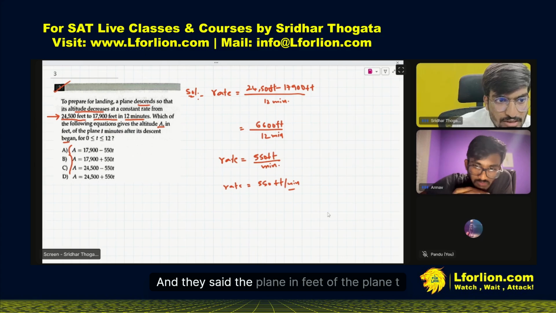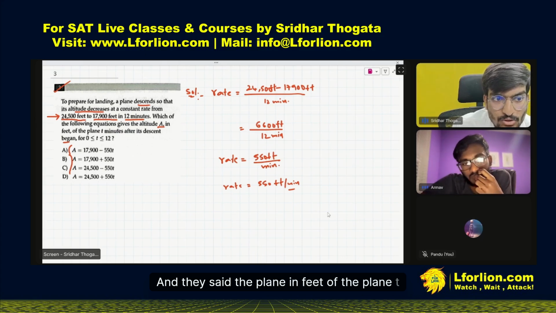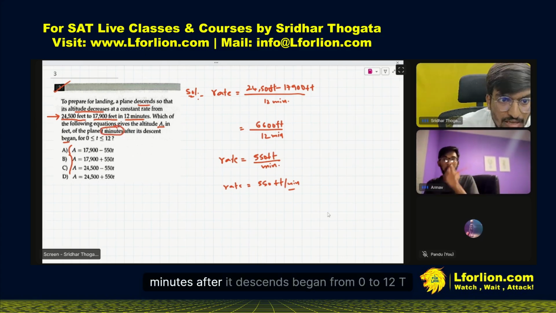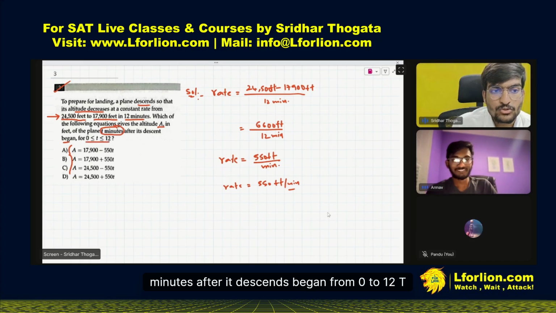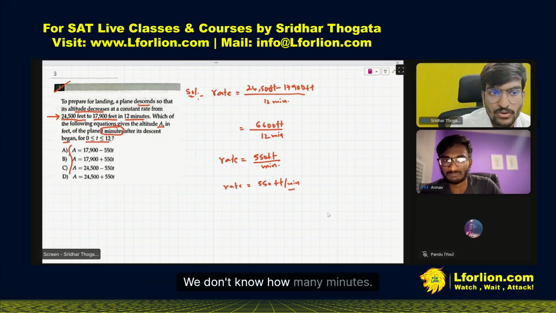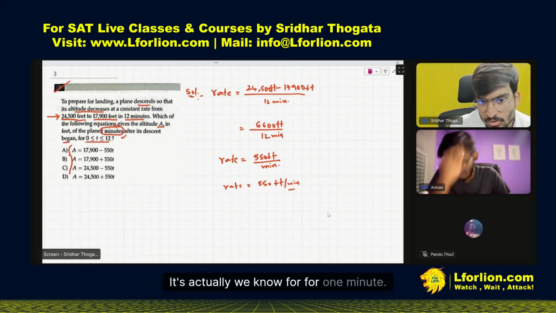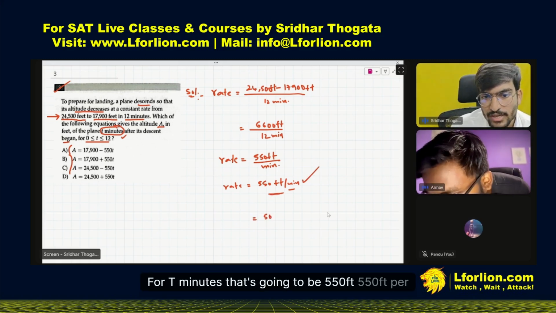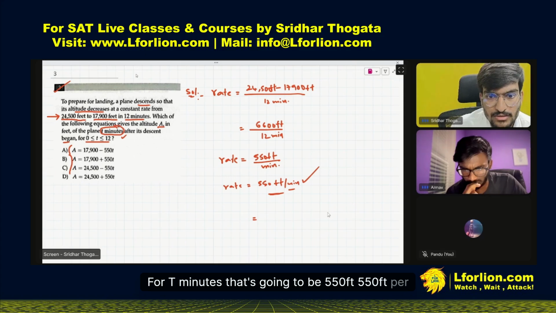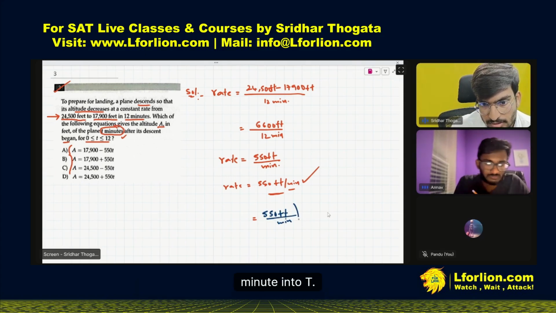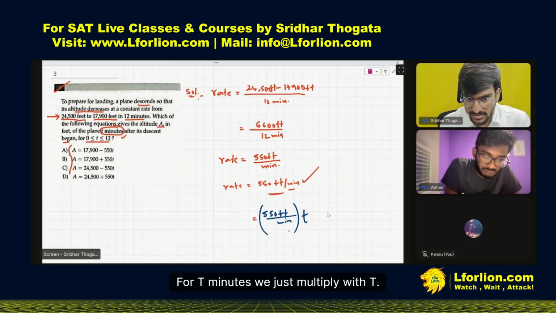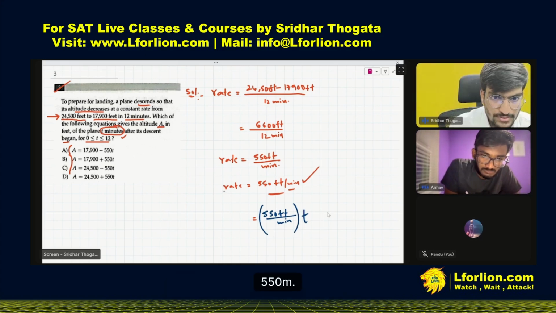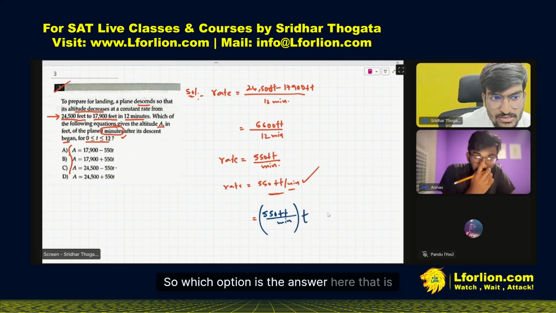And they said the altitude of the plane t minutes after the descent began, t value ranging from 0 to 12. We don't know how many minutes it's actually. We know for per 1 minute this is the thing. For t minutes that's going to be 550 feet per minute into t. For t minutes we just multiply with t. So that's going to be 550t. So which option is the answer here?